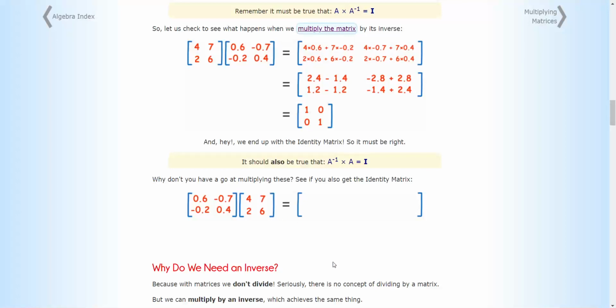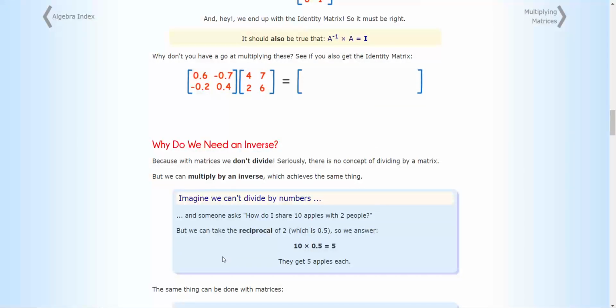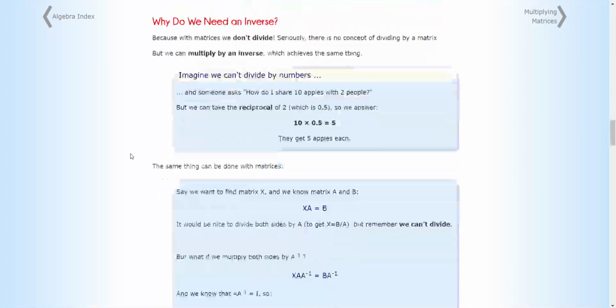Now, why do we need an inverse? Because with matrices we don't divide. There's no concept of dividing by a matrix. But we can multiply by an inverse, which achieves the same thing. Imagine someone asks, how do I share 10 apples with 2 people? We can take the reciprocal of 2, which is half. So we answer 10 multiplied by half to get 5 apples each. This can be done with matrices.